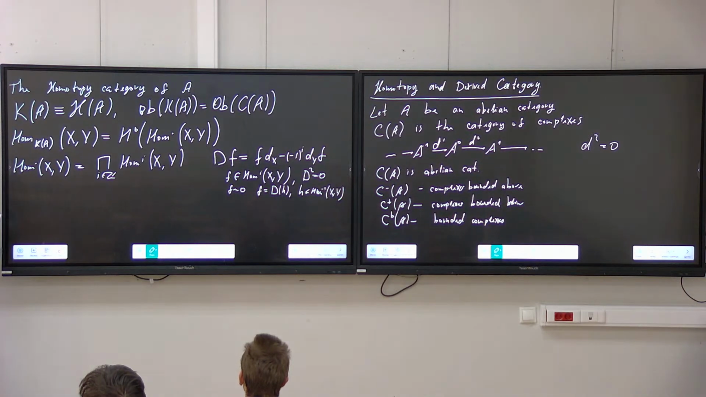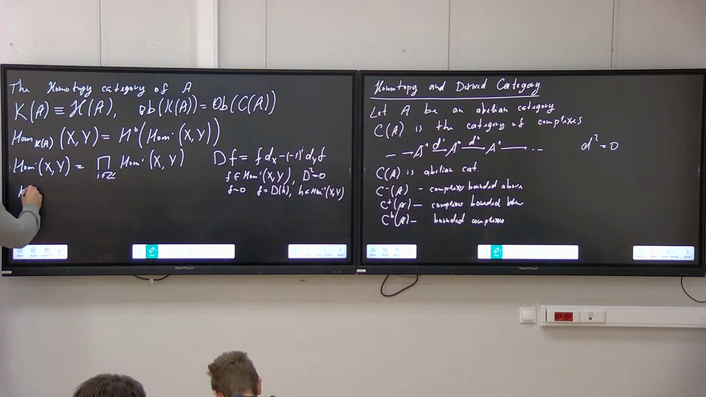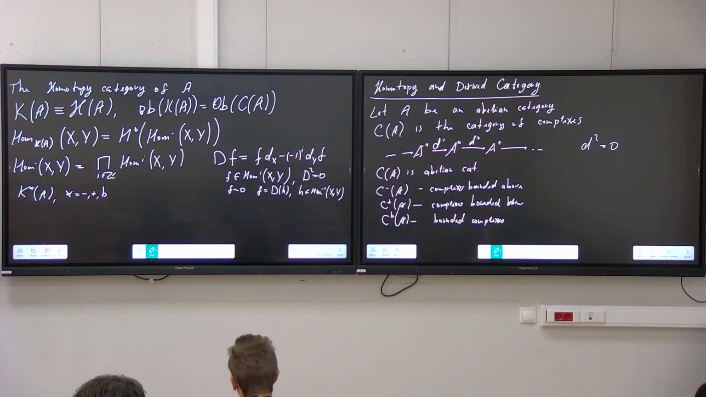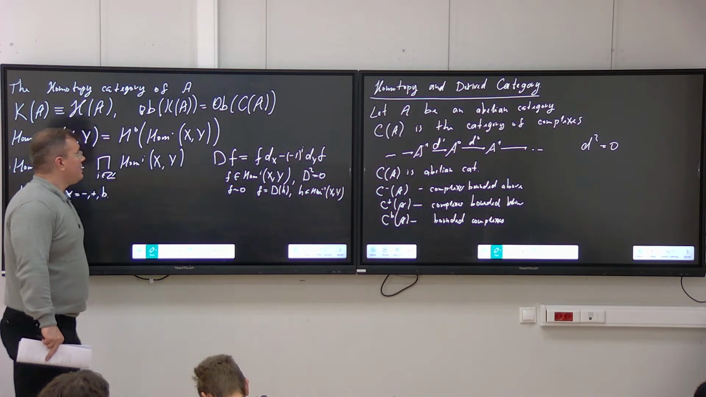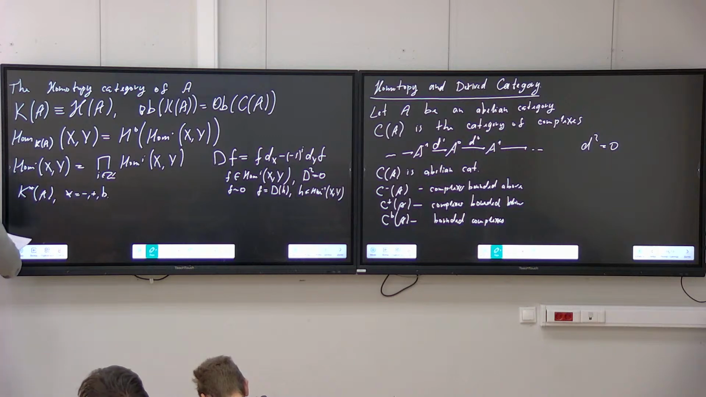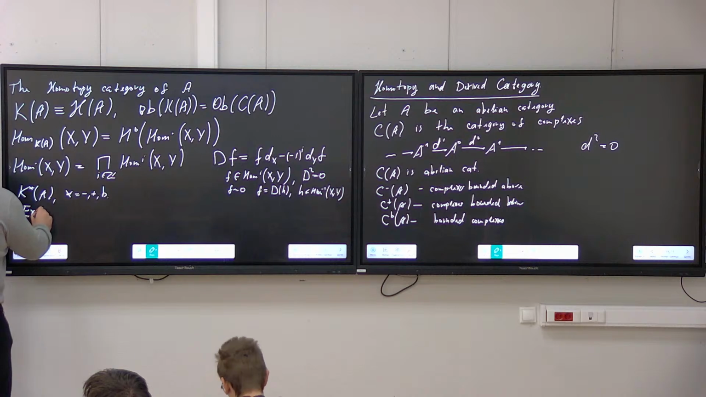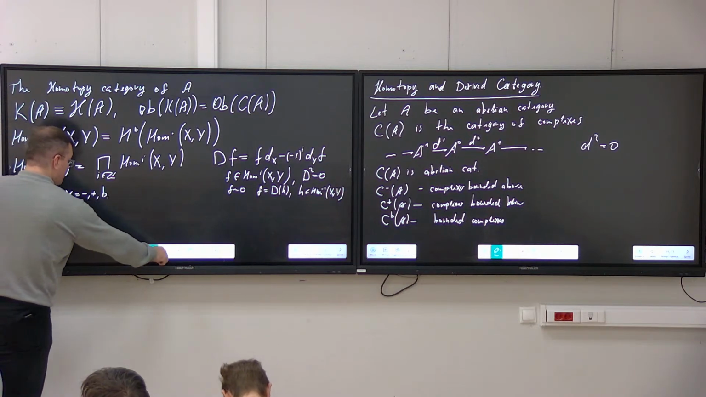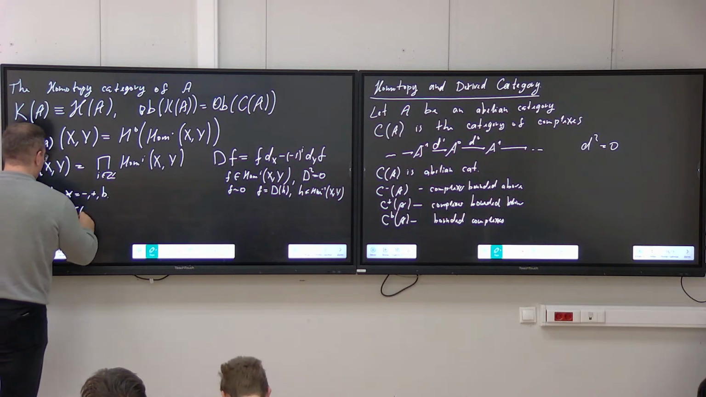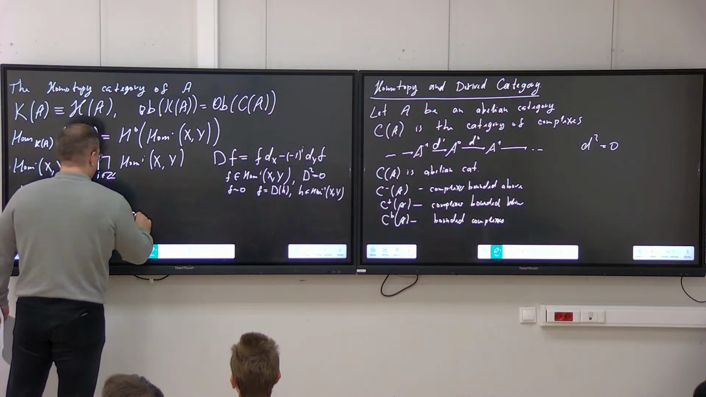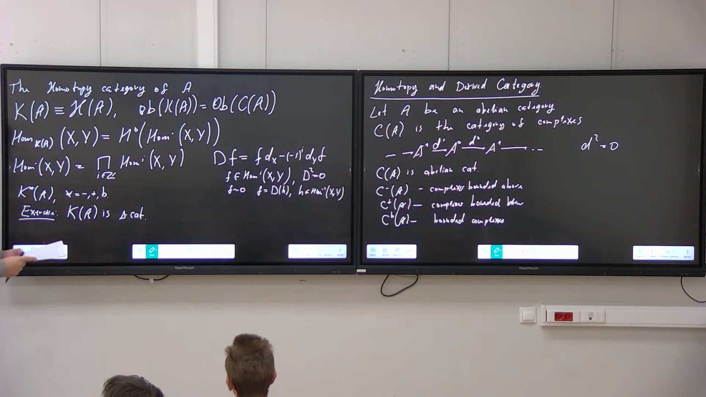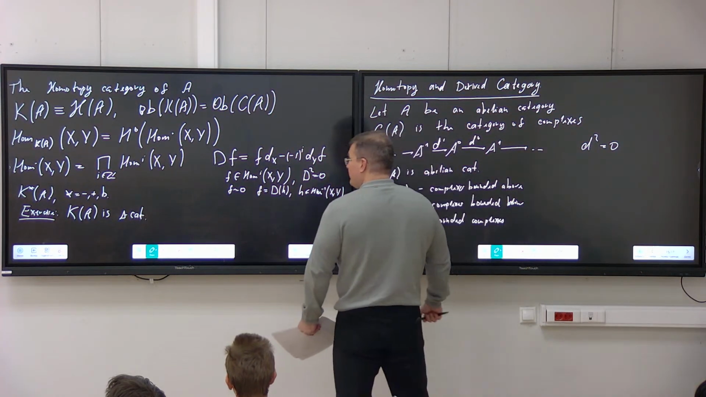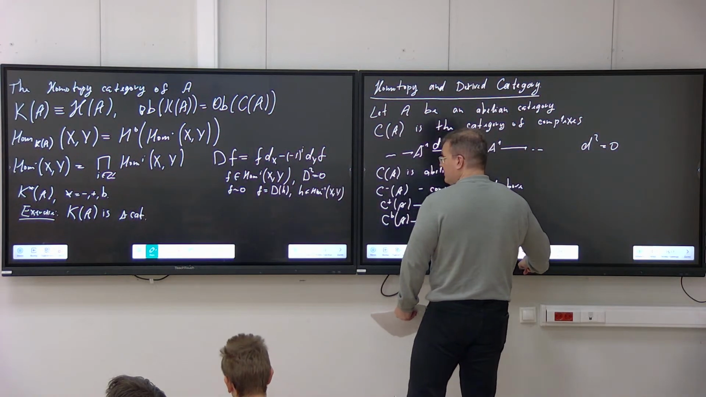So that's the homotopy category. You can define, of course, K star of A, where the star is minus, plus, or bounded. The same definition, just instead of C of A, you take the corresponding C with the symbol. Another big exercise in the first problem set is to show that the homotopy category K is a triangulated category. It's not very hard, but maybe I'll do part of this exercise. I define the distinguished triangles.